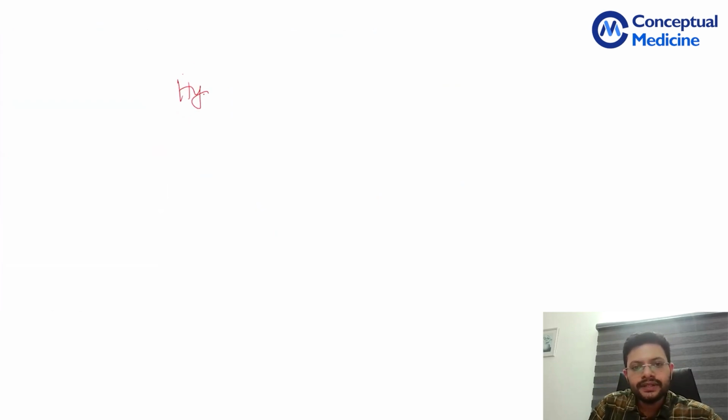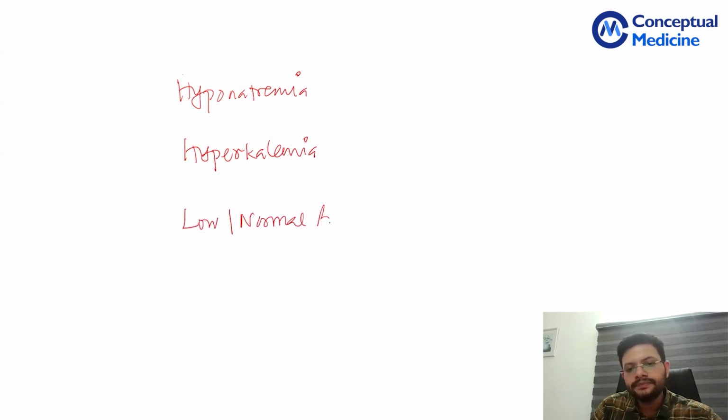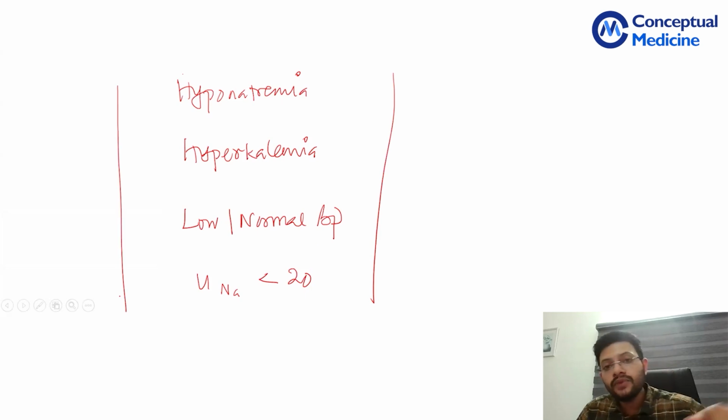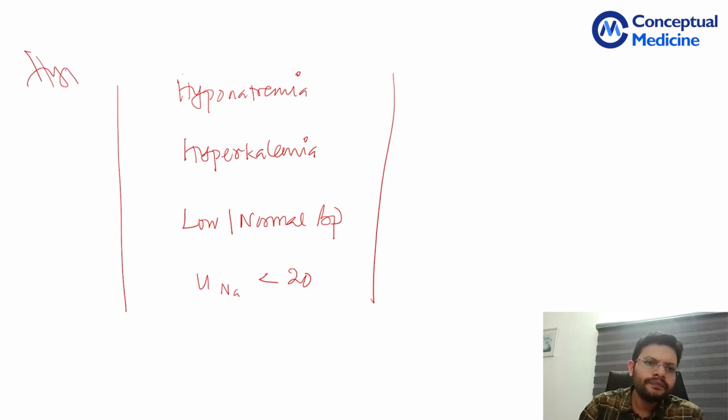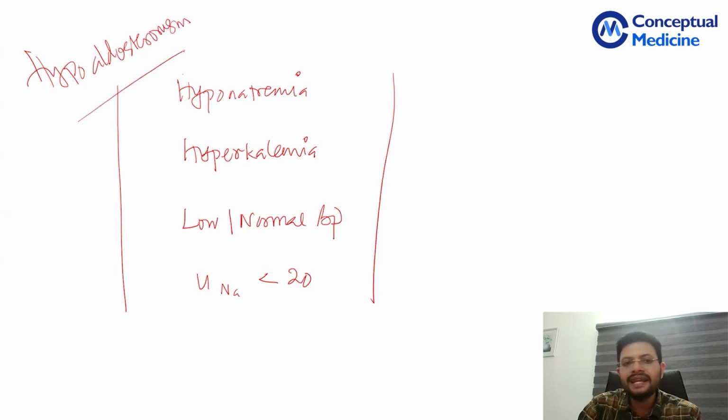particularly when you have a patient with hyponatremia, hyperkalemia, low or normal blood pressure, with the urine sodium less than 20, but there is no hypervolemia, then you want to think about mineralocorticoid deficiency or hypoaldosteronism. This is because aldosterone is very important for potassium excretion. So there will be hyperkalemia as well. So in hypoaldosteronism, you will have this constellation.